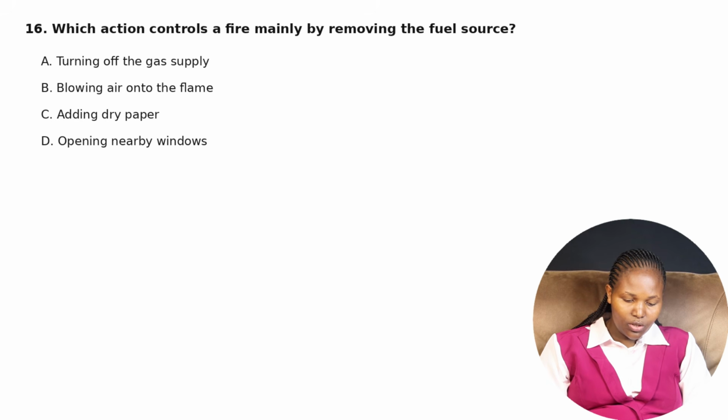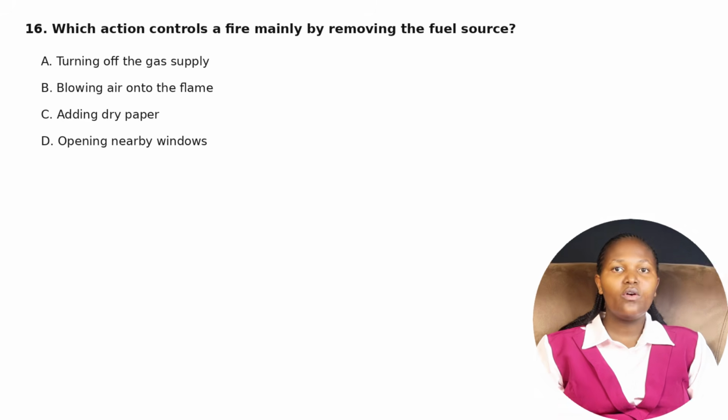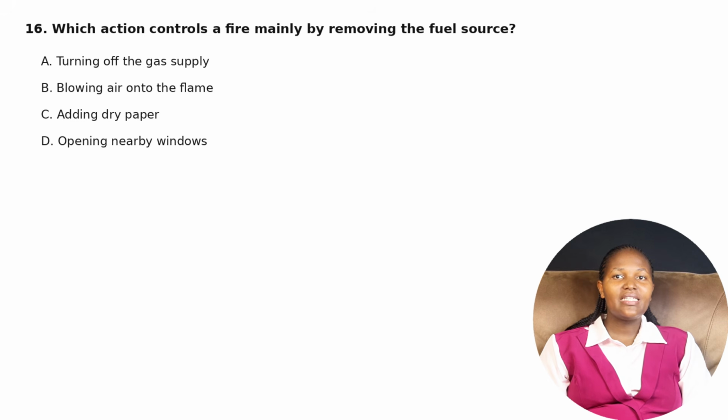Which action controls a fire mainly by removing the fuel source? A. Turning off the gas supply. B. Blowing air into the flame. C. Adding dry paper. D. Opening nearby windows. So for question 16, the correct answer is A, turning off the gas supply. Because if a gas appliance is burning because of continuous fuel flow, safely shutting off the supply removes the fuel side of the fire triangle.